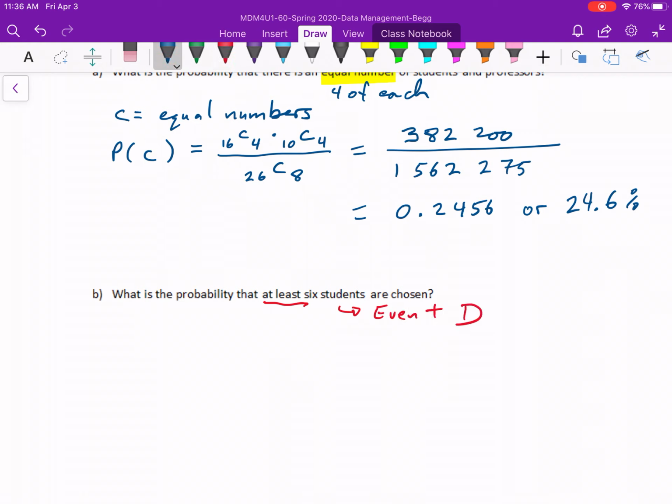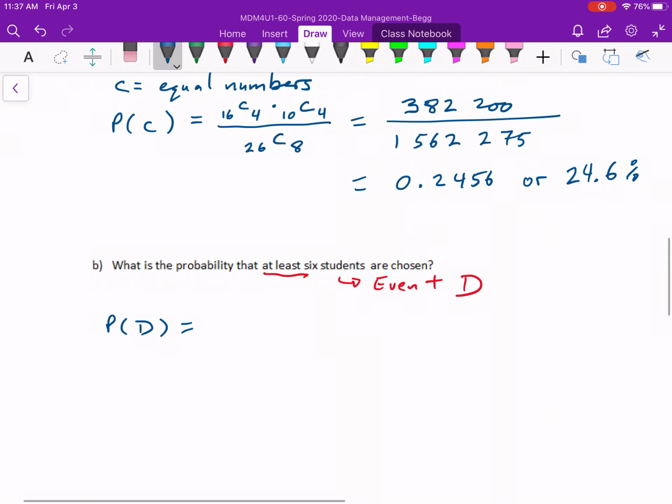All right, so the probability of event D happening is going to be, I can do the probability all at once. So again, what's the probability of having exactly 6 students? Well, there are 16 students, and we want 6 of them, so it's 16 choose 6. Which means that there's 2 other committee members that would be professors. So out of the 10, we need 2 of those.